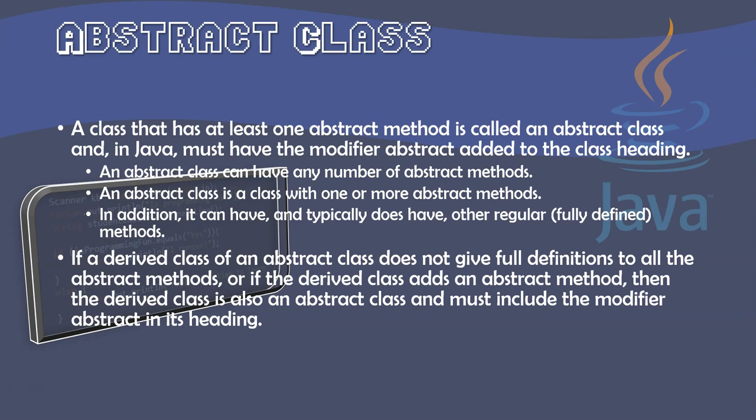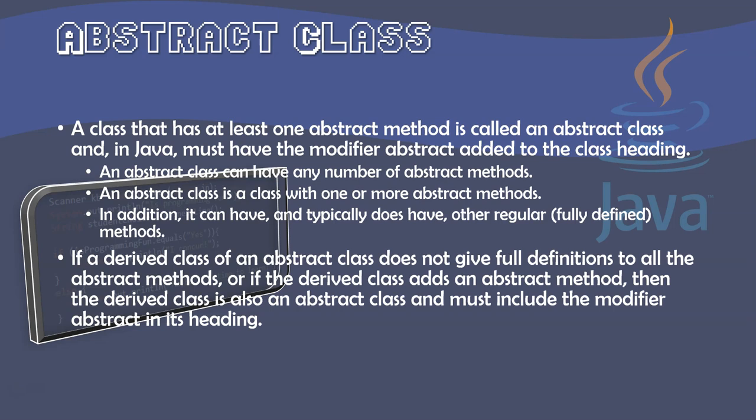Now, if a derived class of an abstract class does not give full definitions to all the abstract methods, or the derived class has an abstract method, then the derived class is also an abstract class and must include the modifier abstract in its heading. So you notice, if we were to say, hey, hourly employee, we're going to have, for example, a full-time employee and a part-time employee. Well, maybe we need to have some abstract methods for that.